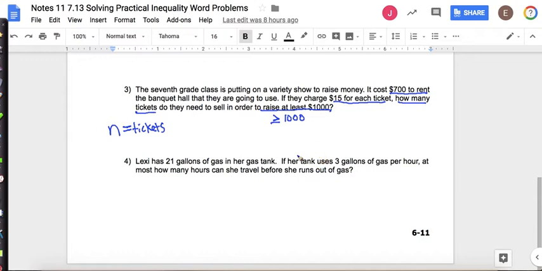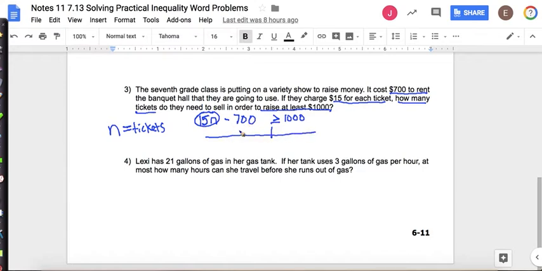Okay, now here's what we need to keep in mind. We want to make a profit. But we have to take the money we made and pay $700 to rent the banquet hall. So this one's a little tricky to set up. He charged $15 for each ticket, so we take $15 multiplied by how many tickets, and we have to pay the $700. So we have to subtract the $700 from how much we make, and that will leave us with $1,000 or more. Okay? So circle your variable and draw your T.